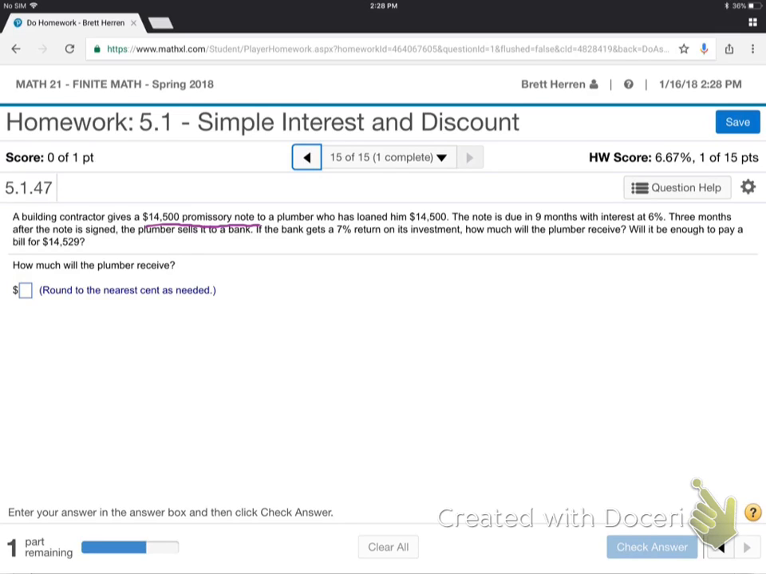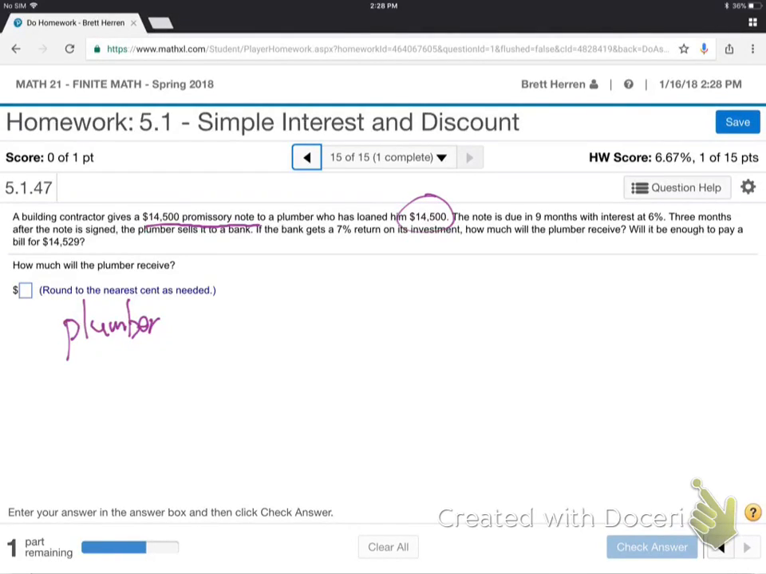Okay, so basically the plumber gives a promissory note. Basically he loans the contractor $14,500. It's due in 9 months with interest rate 6%. Yeah, 3 months after the note is signed, the plumber sells it to the bank. What do they want me to do on this problem? They want me to take that $14,500 and put, let me double check.